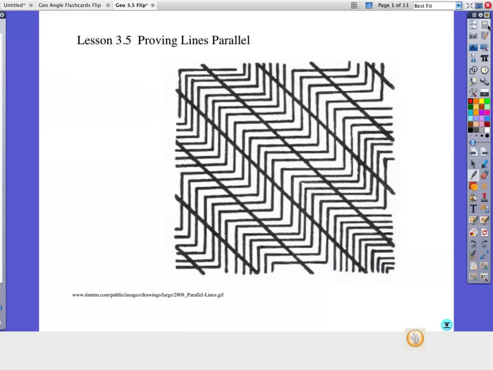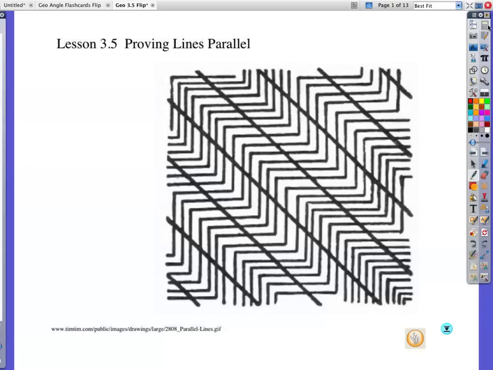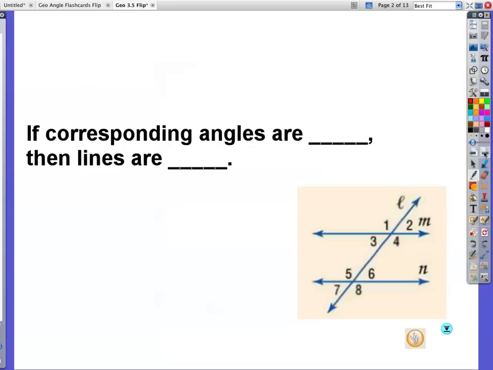Okay, we're on lesson 3.5, Proving Lines Parallel. This is the last lesson in our chapter. There is another section in the book, but we're stopping here at 3.5. These lines in this optical illusion do not appear as though they are going to be parallel, but if you were to lay down a piece of paper and trace, you'd find out that these lines are actually parallel, whether they look like it or not.